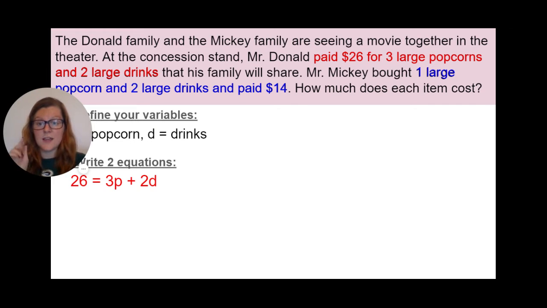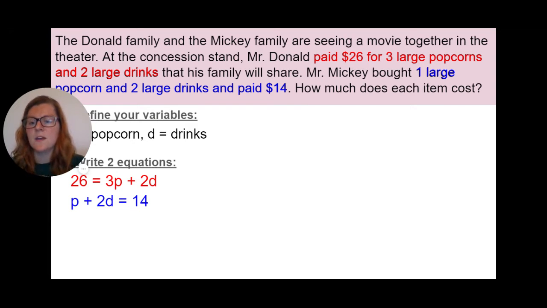And then now we got to write that second equation. 1 large popcorn and 2 large drinks, and we paid $14. So I'm going to say that P plus 2D is equal to 14. It doesn't matter what order you write it in. You could say 14 is equal to P plus 2D. Doesn't matter. So now that we have our 2 equations, now we're going to actually have to solve them using substitution or elimination. Here, you could use either.